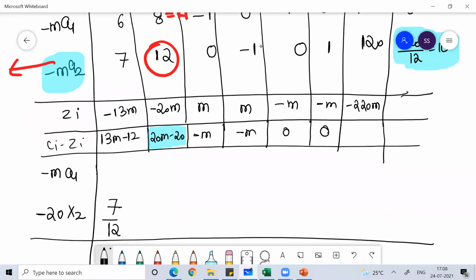So that will be 12 by 12, which means 1. That will be 0 by 12, which means 0. Minus 1 by 12, 0 by 12 which is 0, 1 by 12, 120 by 12. Clear, everyone?